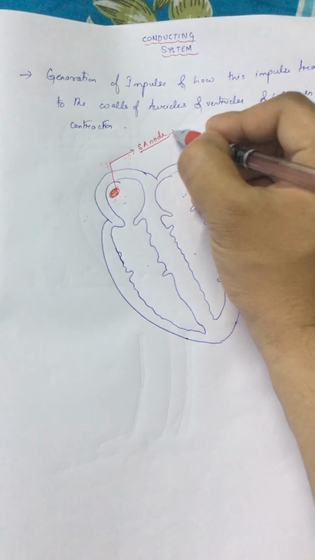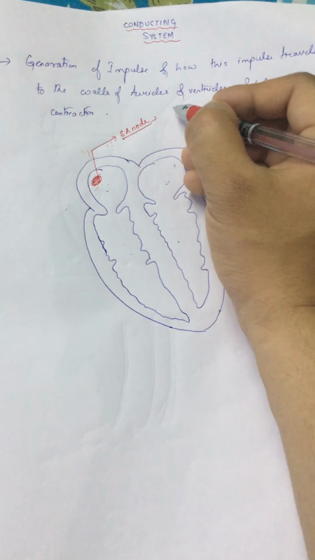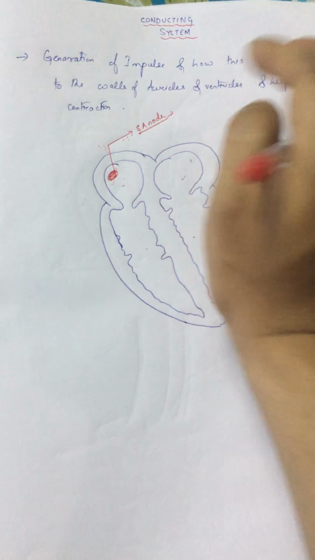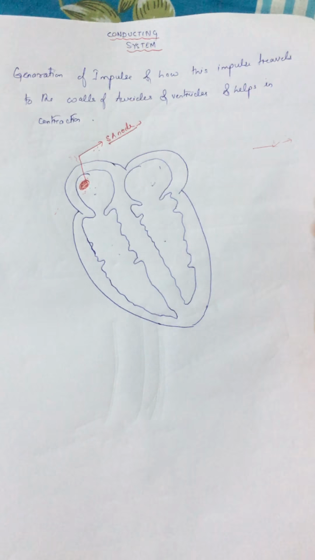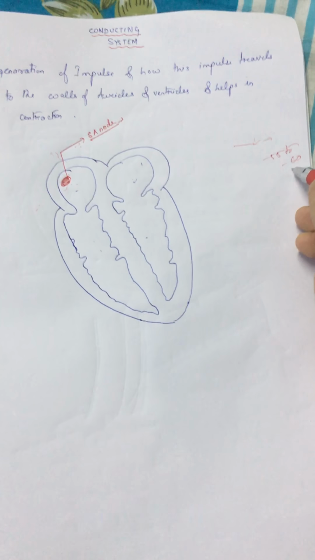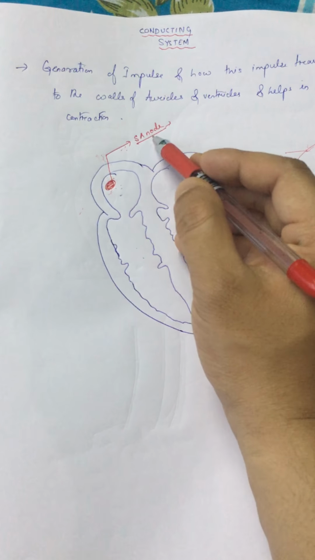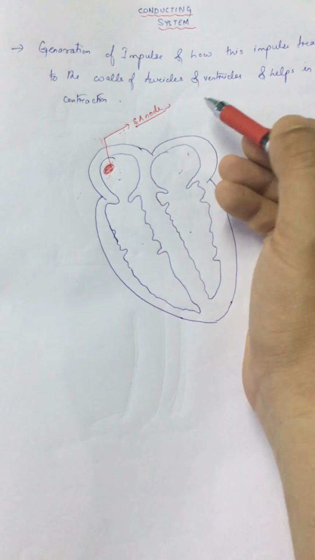This SA node has a tendency to generate the impulse without any external stimulus, because we know that to generate an impulse there should be some sort of external stimulus, and that stimulus should have some sort of threshold value. We have discussed all these things in neural control and coordination. But this SA node does not require any external stimulus. It can generate impulse by itself.